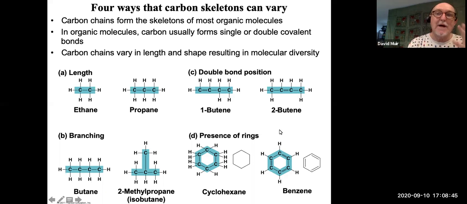Very importantly, in biology, we can also take these long chains of carbons and we can flip them around to actually form rings. And this is something we're going to see is tremendously important. For example, in things like the nucleic acids, we're going to see ring formations. It's also very important in the sugars and things. Very important biological molecules have rings in them. The 4 things that you need to remember: carbon skeletons can vary by length, double bond position, by their branching, and by the formation of rings.